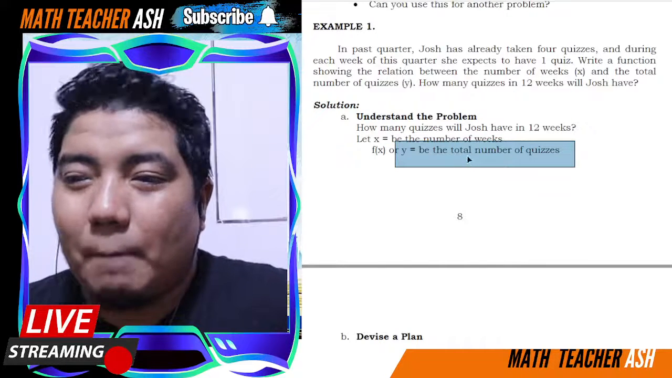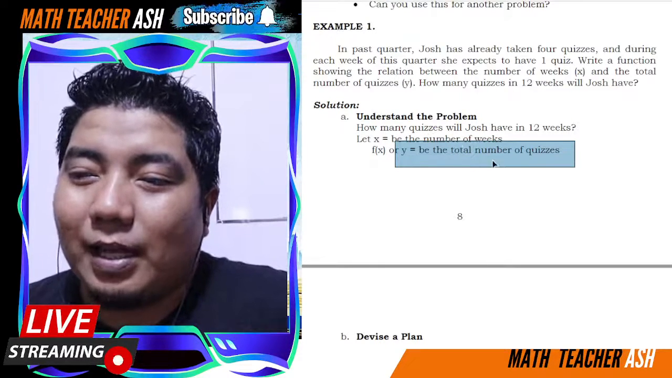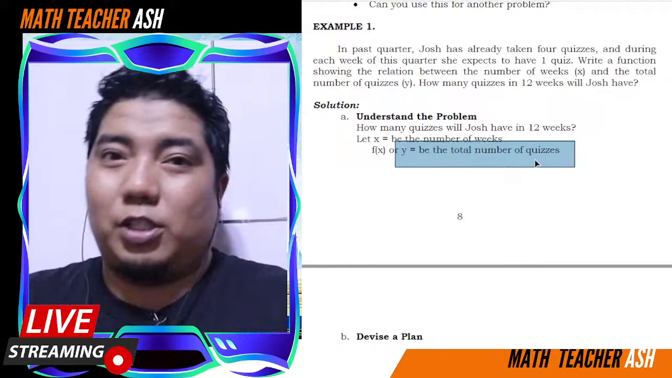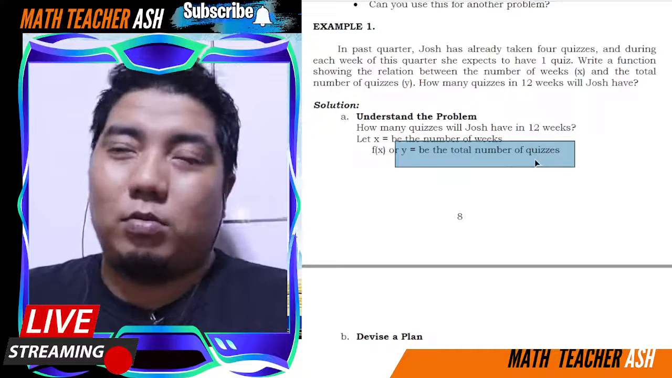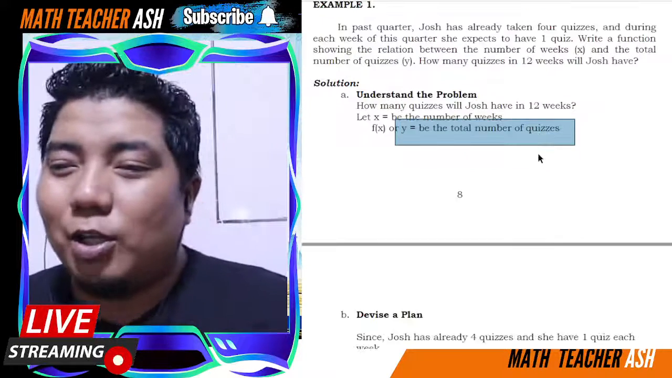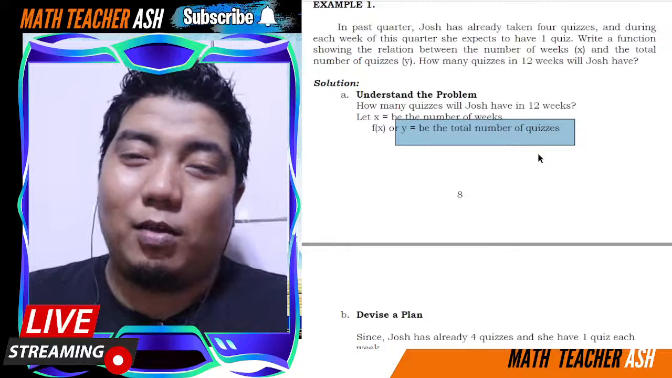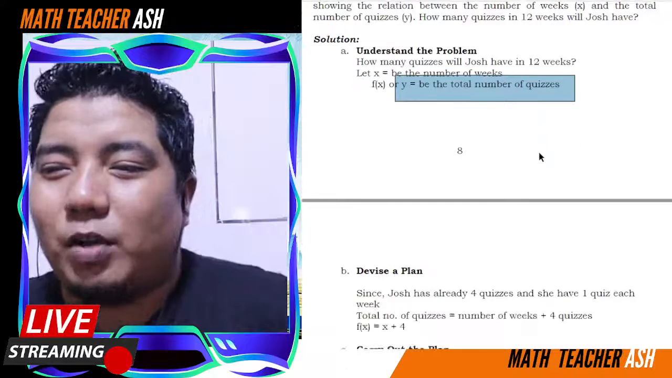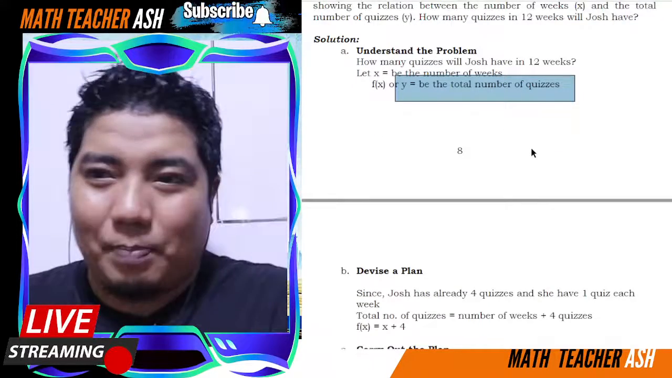Bakit y? Because magdedepende kasi ang number of quizzes depende sa weeks. Of course, kung meron kang 5 weeks, may 5 quizzes ka rin. Parang ganun, okay? Or 2 weeks, 2 quizzes lang din, okay? So, magdedepende si quizzes, depende sa ilang weeks ang pinag-uusapan. Okay. So, at least alam na natin ang parang relation niya.